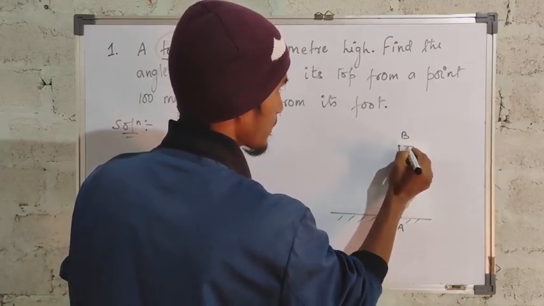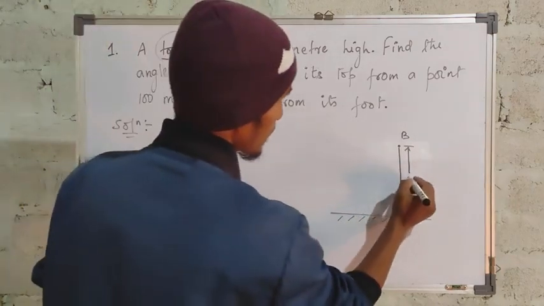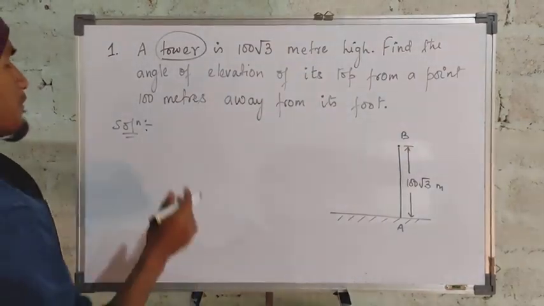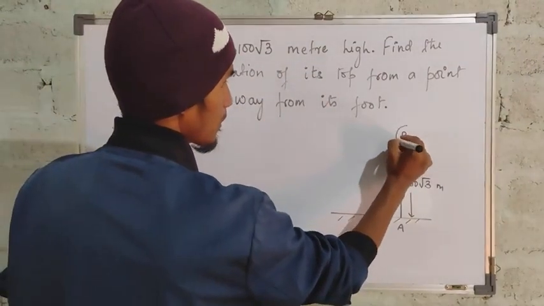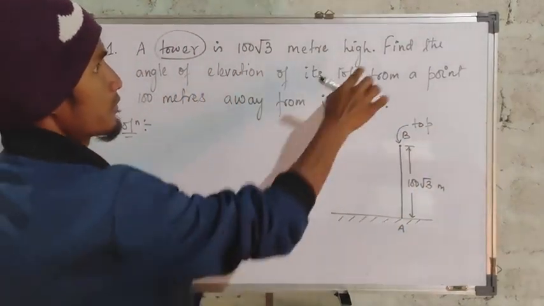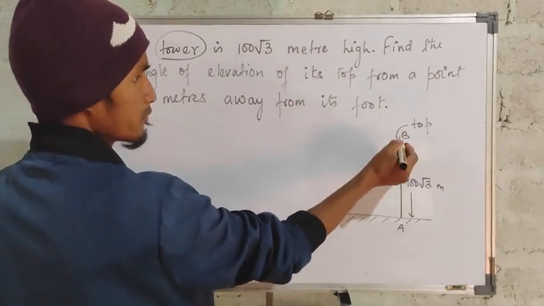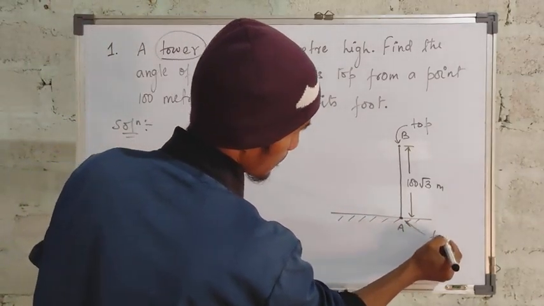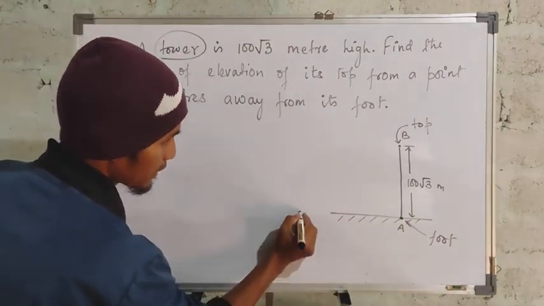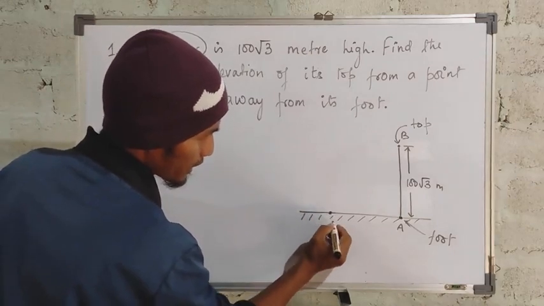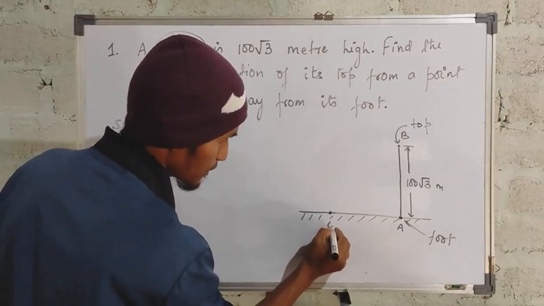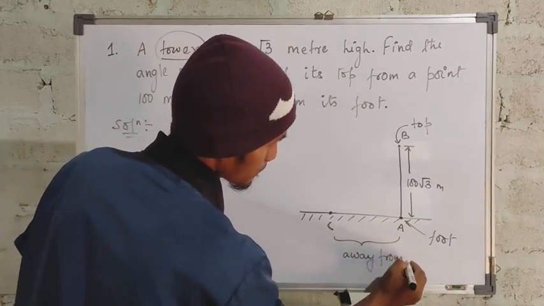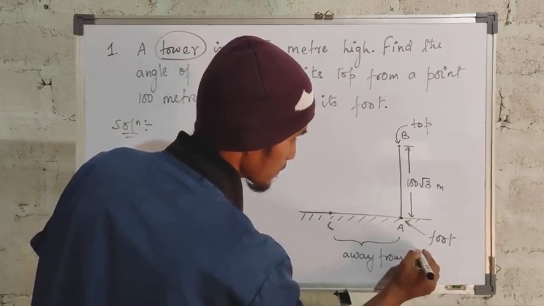This tower is how high? 100 root 3 meter. Okay. Find the angle of elevation of its top. This is the top of the tower. From a point 100 meter away from its foot. Which foot? This is the foot of the tower. Let's take somewhere here. This is away from its foot. Let me take this point as point C. This is away from its foot.